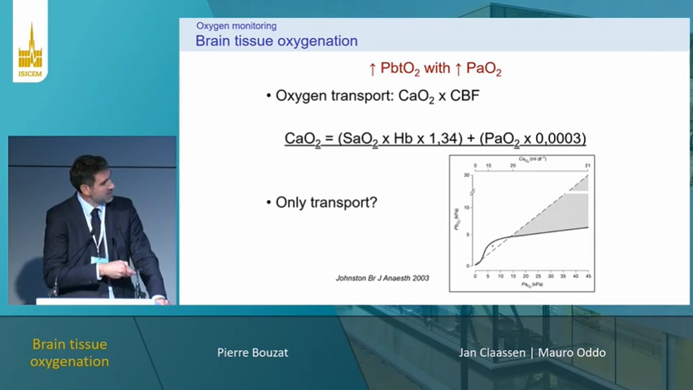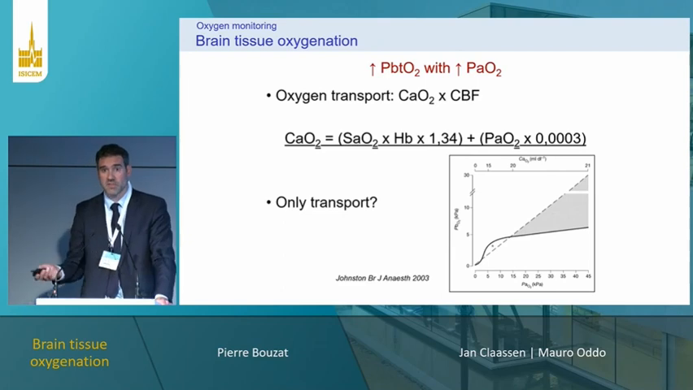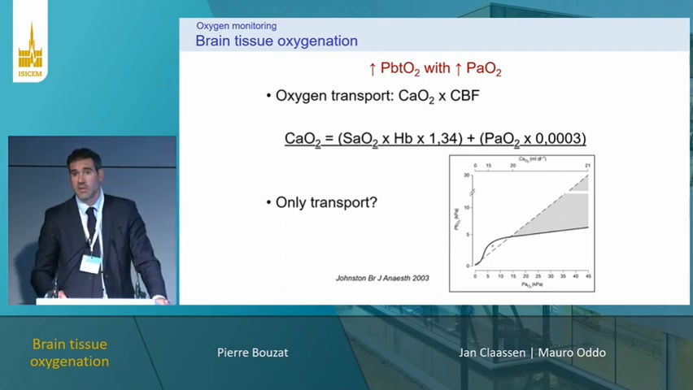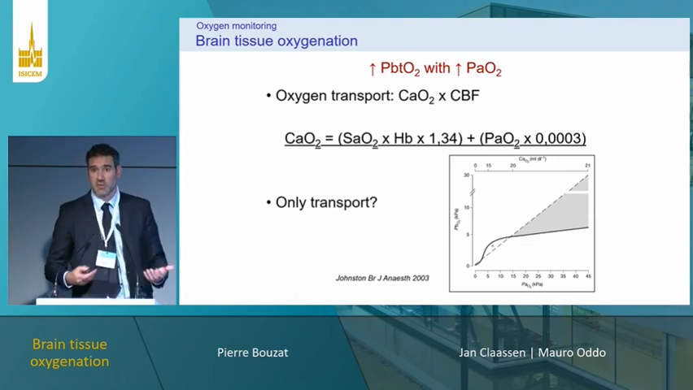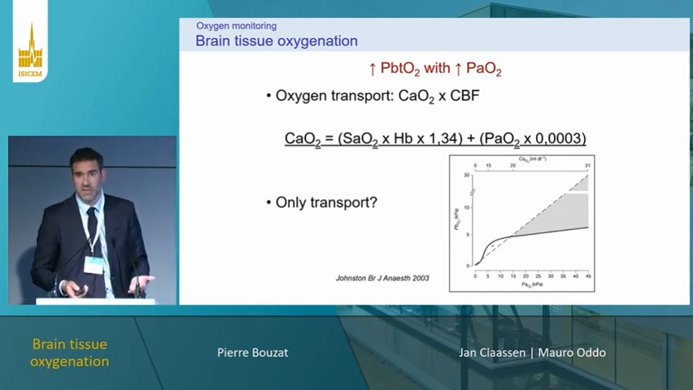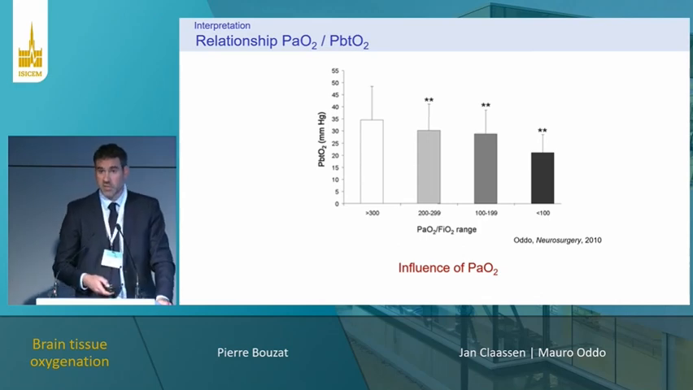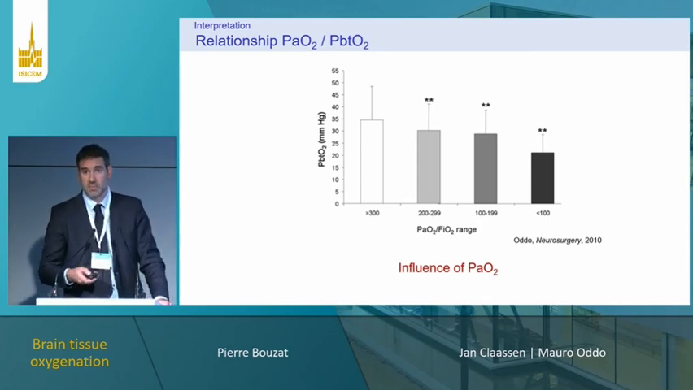But if PbTO2 was only dependent on the arterial oxygen content, you would have the black line; if PbTO2 was only dependent on PaO2, it would be a dashed line. But if you do a hyperoxia test on the patient, the value of PbTO2 is in the gray zone. It means that it's not only dependent on oxygen transport, but also on diffusion and CBF. But obviously, you have a clear relationship between PaO2 and PbTO2.